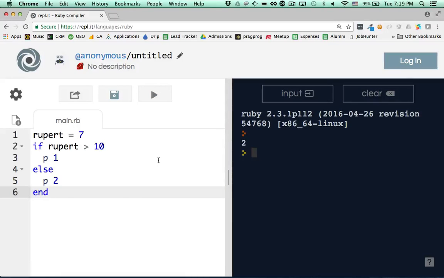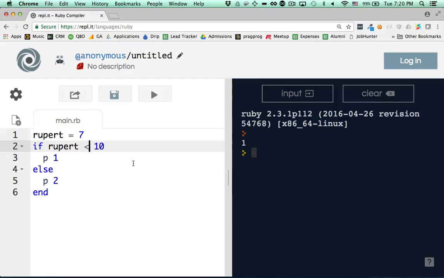So it sort of reads like English. Basically, if this condition is true, then do this. Else, meaning otherwise, do that. So if Rupert is greater than 10, then we'll print 1 to the terminal. Else, meaning otherwise, we'll print 2 to the terminal. Since in this case Rupert is not greater than 10, because it's only 7, we end up printing 2 to the terminal. If we flip this around and say if Rupert is less than 10, then it will print 1. But it does just one or the other. It either prints 1 or it prints 2. It'll never do both.